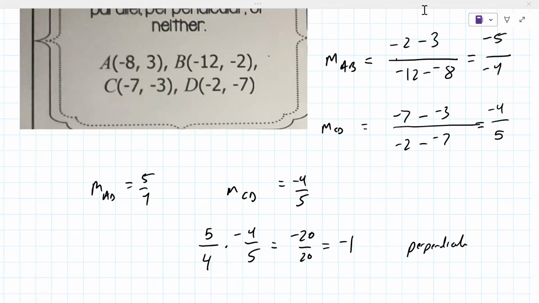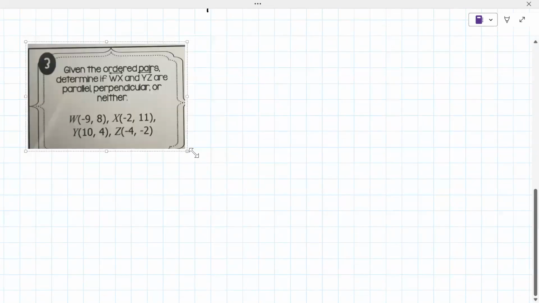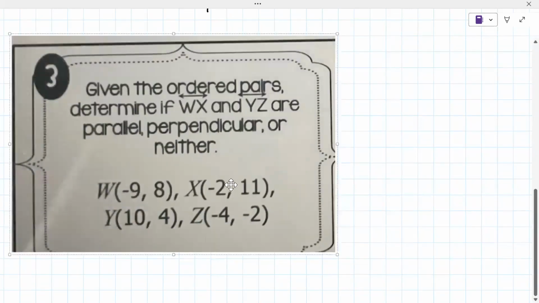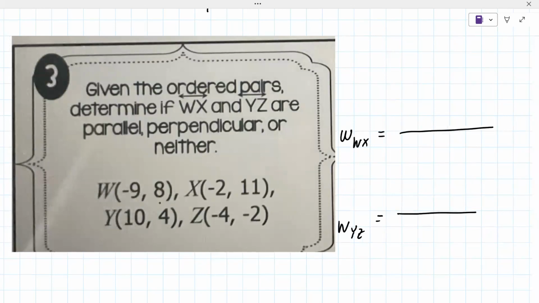All right, just looking ahead time-wise, I suggest we go to 3. Same thing here. Do you want to find the slope between W and X or Y and Z? I'll do the other one. I'll do W and X.